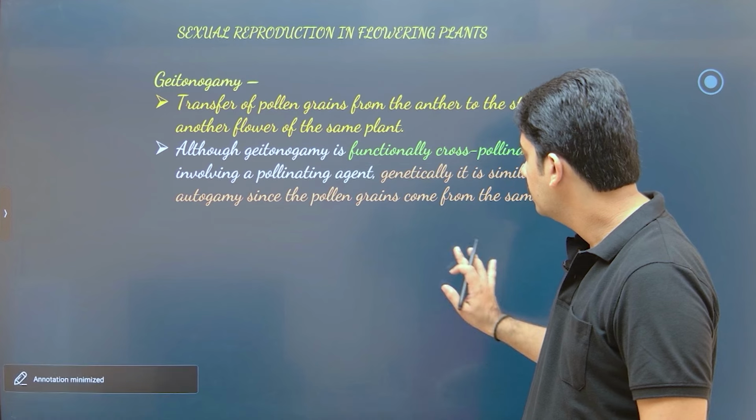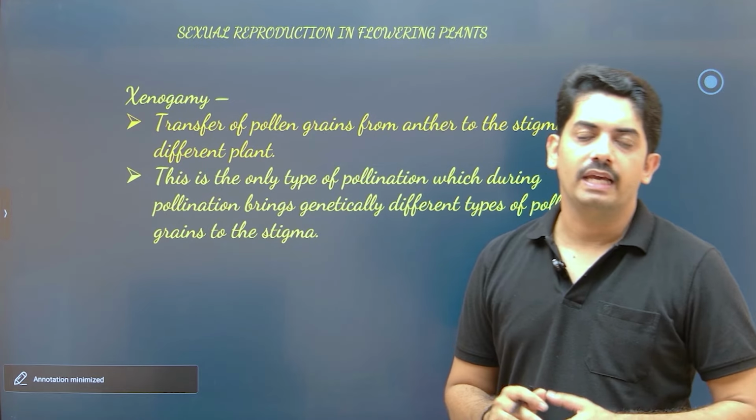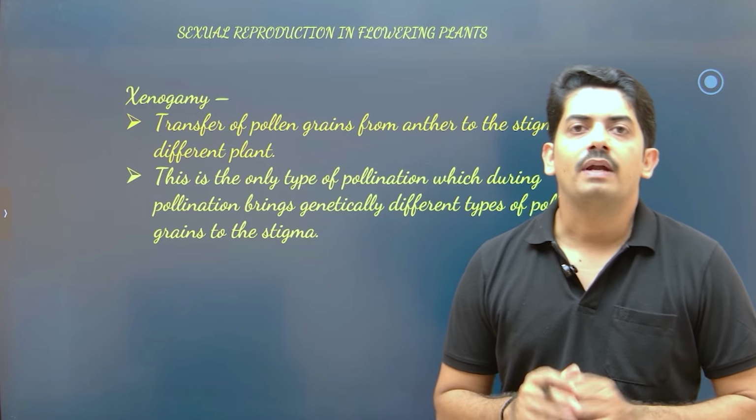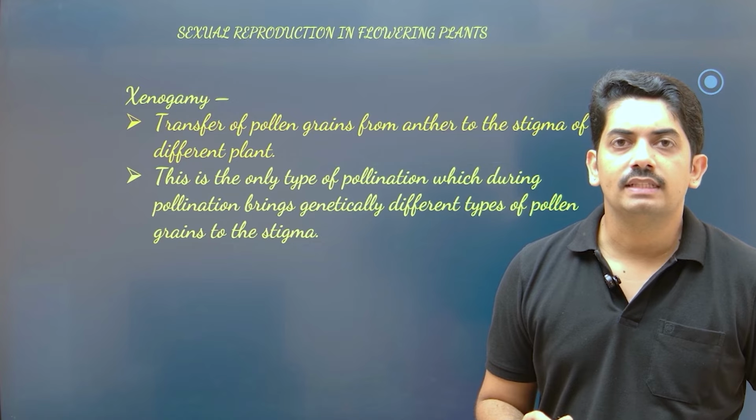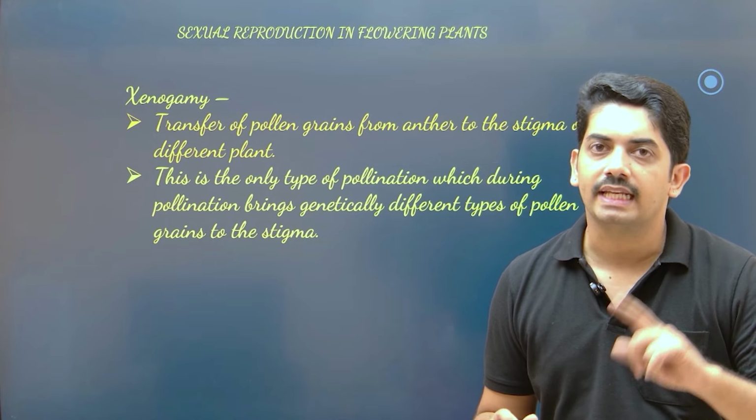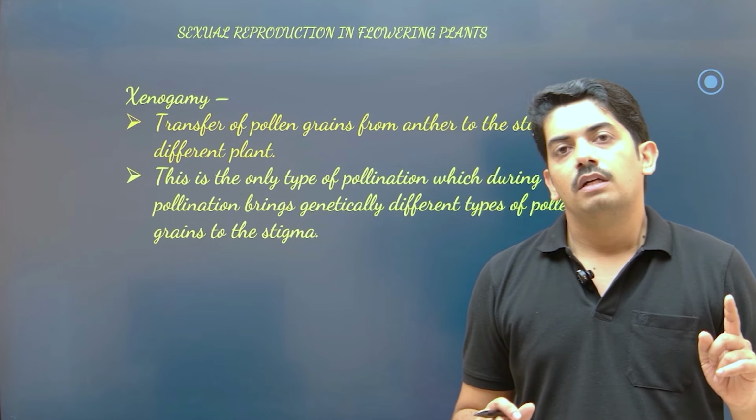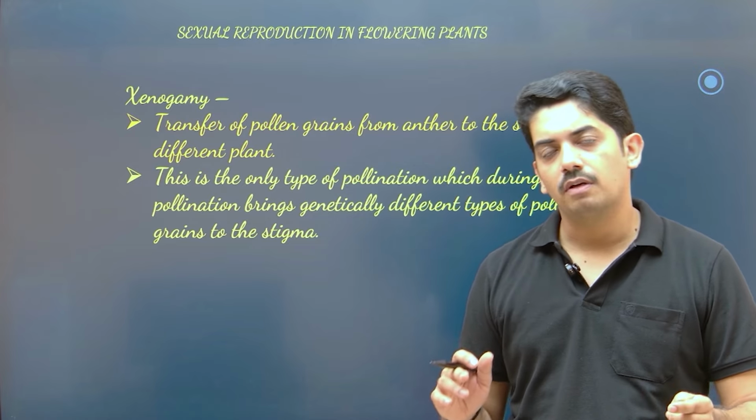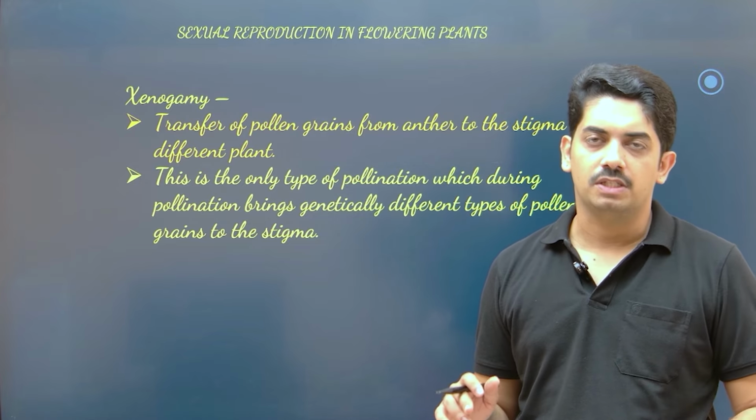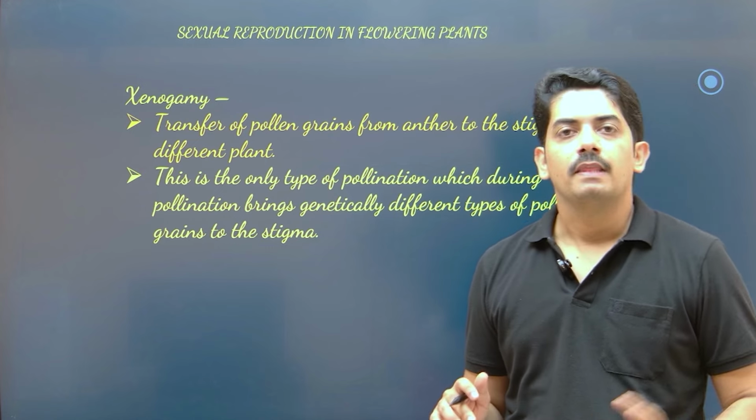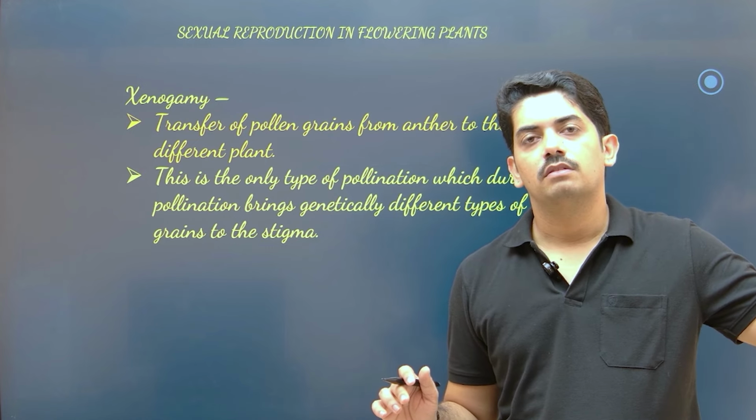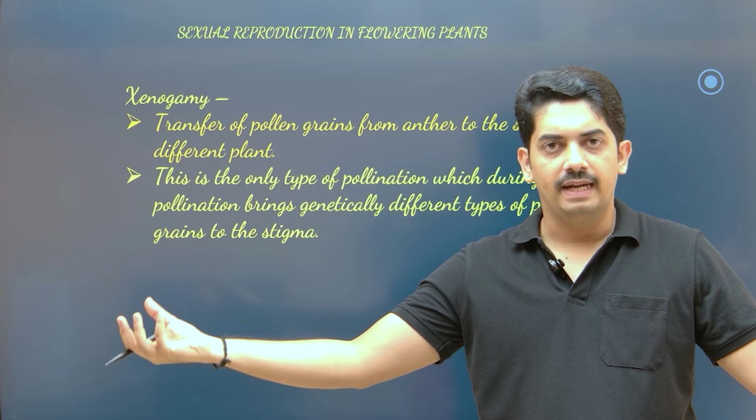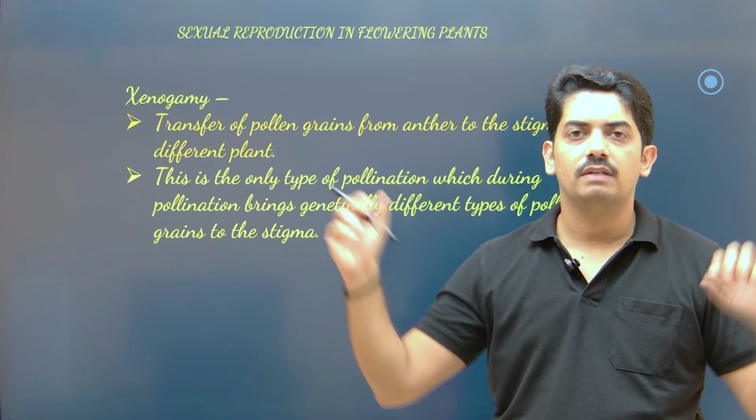Now coming to xenogamy. This is an interesting type of pollination. What happens here? Transfer of pollen grain takes place from anther to the stigma of a different flower of the same species. It is not of the same plant, but of the same species. That means here there is one flowering plant. Here there is one more flowering plant. They all start to bloom.